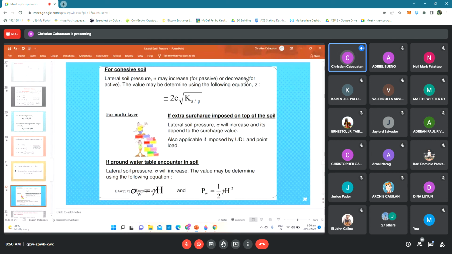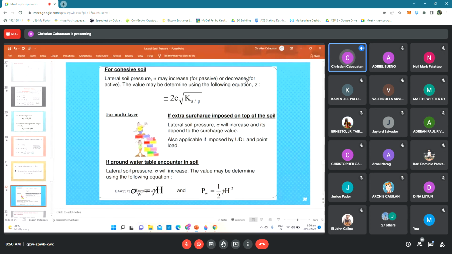The effect of your 2c square root of Ka, if it is active, is minus, and then in passive, Kp, it is plus, okay? So for multi-layer of soil, if extra surcharge is imposed on the top of your soil, not only for the cohesion, the lateral soil pressure will increase, and it depends on the surcharge value.